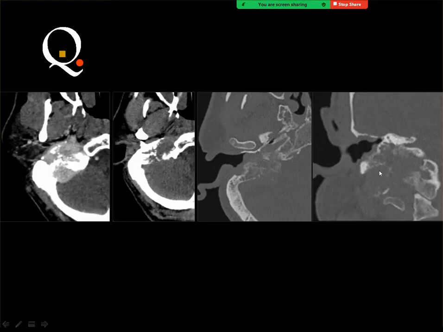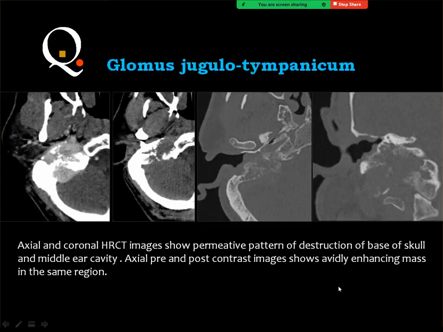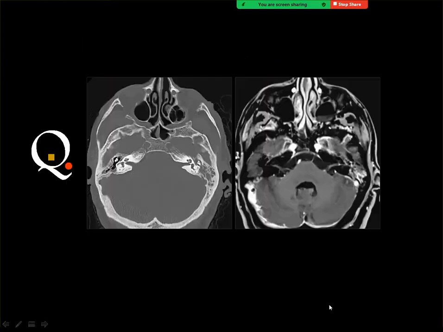Sometimes this tumor can go inside the middle ear cavity. At that time, it is known as glomus jugulotympanicum. It has two components, inside the jugular fossa and inside the middle ear cavity. Then you call it glomus jugulotympanicum.